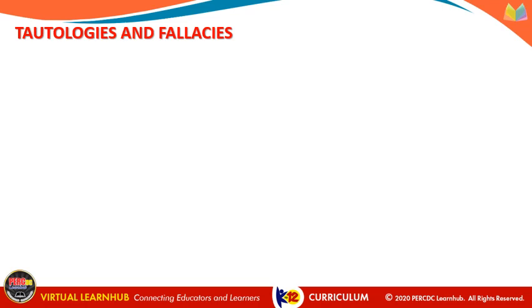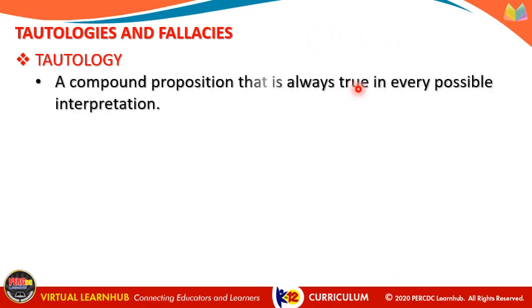Now that we have reviewed the truth values of the conditional propositions, biconditional propositions, and the other compound propositions, let us now define the terms that we will be focusing on in this video. First, we have tautology. So what is a tautology? Tautology is a compound proposition that is always true in every possible interpretation. So it means whatever the truth values of the input propositions are, the truth value of the final proposition is always true. So that is a tautology.